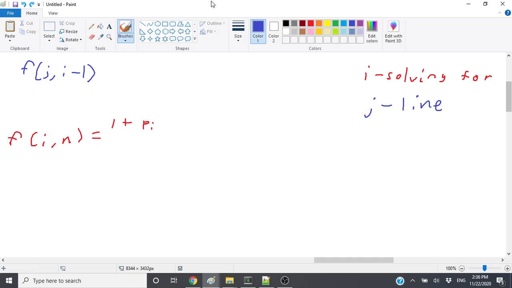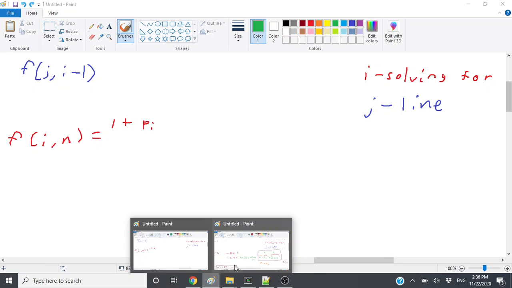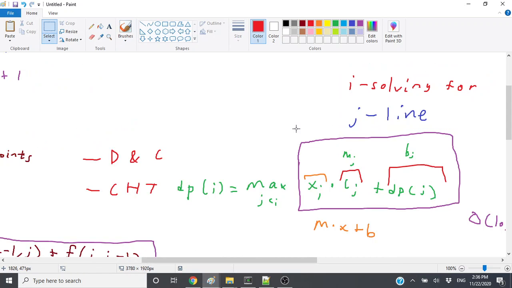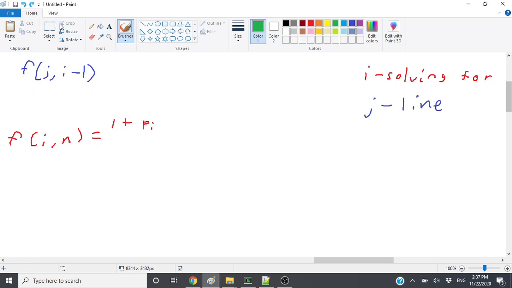But the problem we have here is that this depends both on i and j. We want to separate these two. We want to separate all of the j terms from the i terms so that we can turn this into a line. And this is where math comes in. This is just pure bashing out formulas. So here we go. How do we do this?